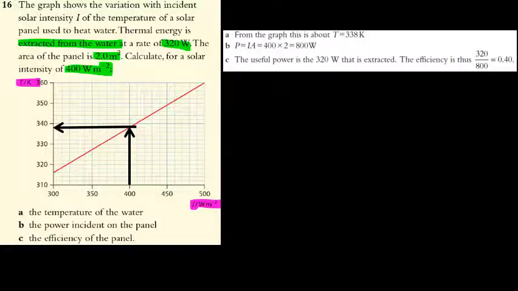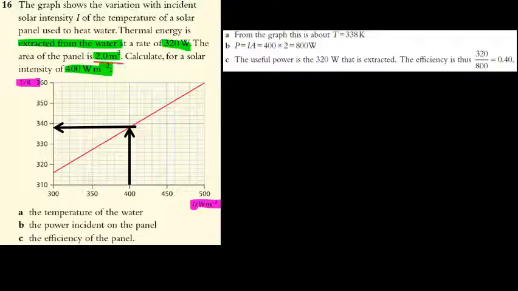Question 16, once again, these are the things that you should have highlighted. And for part A, it asks you the temperature of the water. So first of all, what you're gonna do is you look at the power, 400 watts per meter square. If you got that light intensity, then it will give you the temperature up to this, which is 338 of the water.